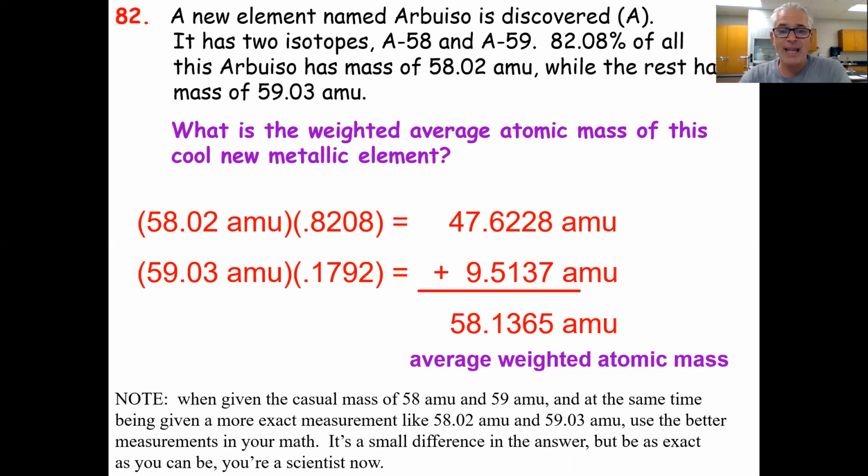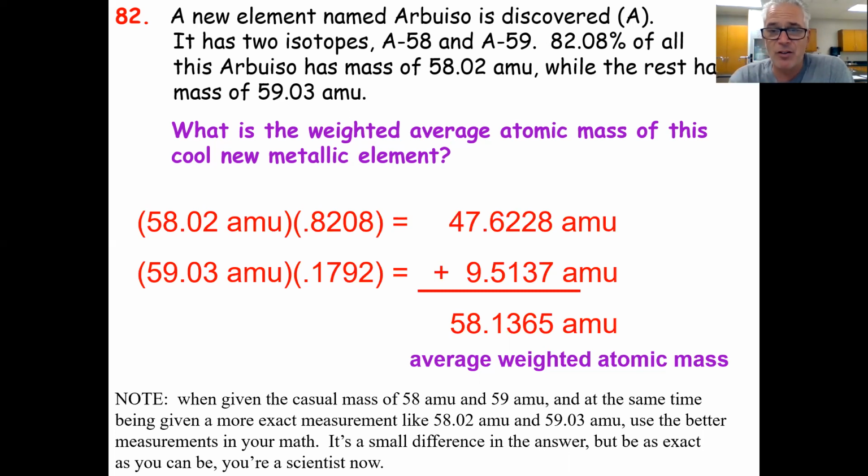Now, it says on the bottom, when the casual mass 58 and 59 are used, the numbers are going to be almost exactly the same, but it's not correct. This is more correct. Always use the right numbers. Now, does this make sense? The average weighted atomic mass rounds to 58. Is the most common isotope 58 AMUs? Sure it is, right? It's a little more than 82%, and its mass is 58.02. Of course, that's how it works. Whatever's the greatest proportion has the biggest impact on the overall average weighted atomic mass.